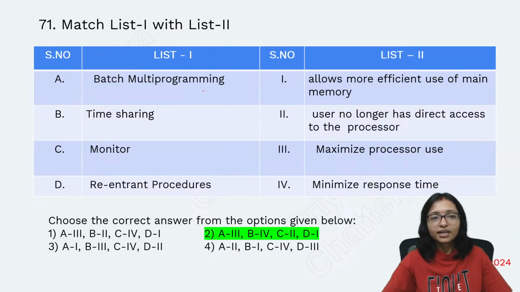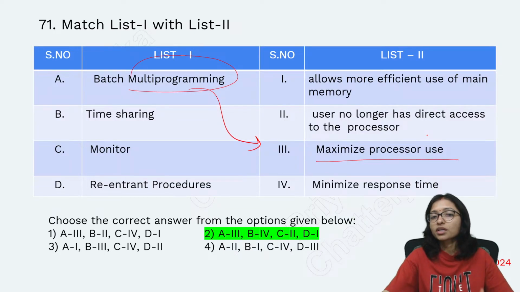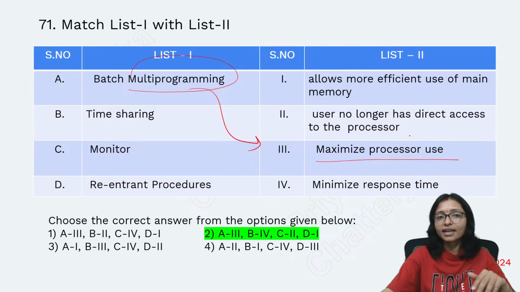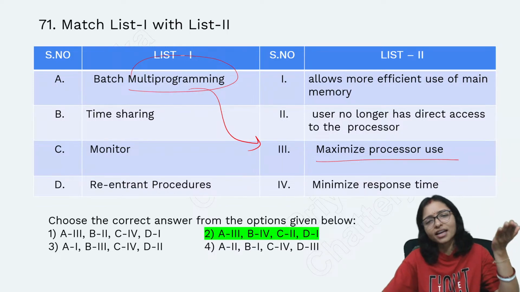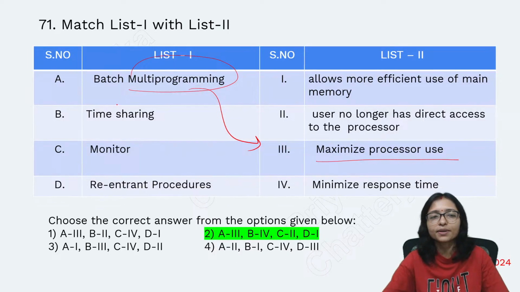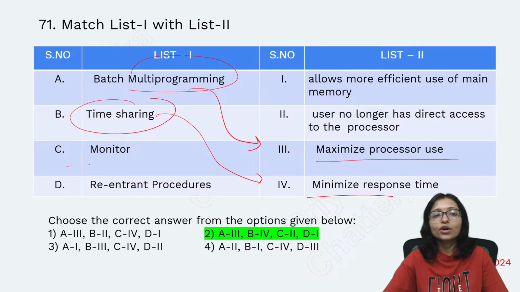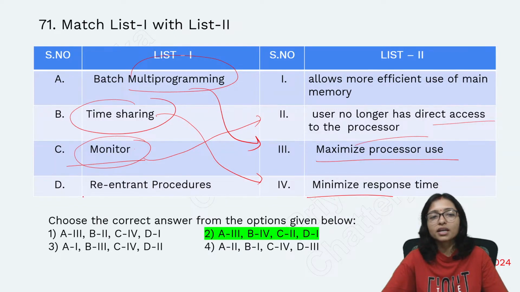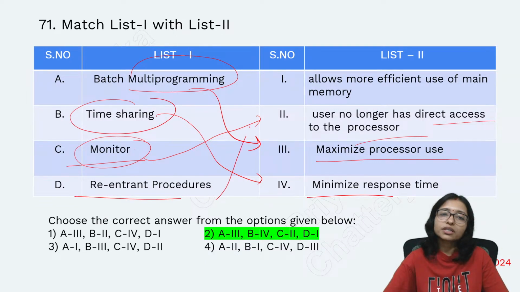So here definitely batch multi-programming, just now I told you, multi-programming, these are very important. Maximum processor use, that is the main target. It tries to increase the degree of multi-programming at a time, and when it tries to improve too much, that's why thrashing happens. Time sharing is minimum response time. Monitor is one type of concept just like semaphore. It is used for direct access to the processor, and this one is re-entrant procedure.